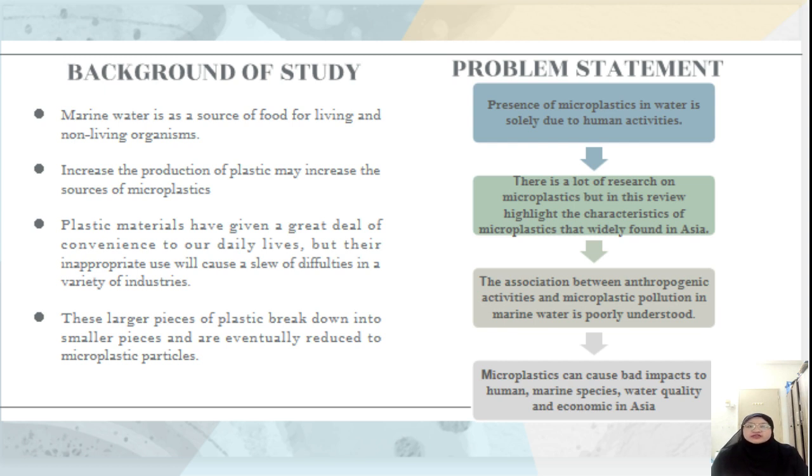Problem statement. First, presence of microplastic in water is solely due to human activities. Second, there is a lot of research on microplastic, but this review highlights the characteristics of microplastic that are widely found in Asia. Third, the association between anthropogenic activities and microplastic pollution in marine water is poorly understood. Lastly, microplastic can cause a bad impact on humans, marine species, water quality, and the economy in Asia.